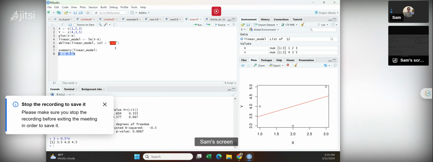So these are the predictions. If you are given these x's, if you are given 1, 2, 3 as your x values, the prediction of the linear model is going to be 3.5, 4, and 4.5 respectively. Okay, these are the points on your line, on the red line.